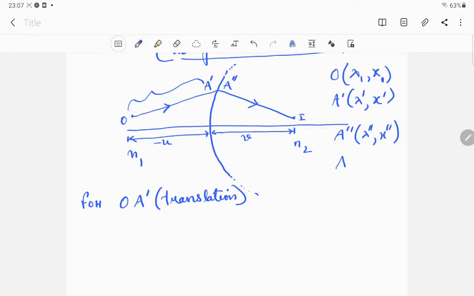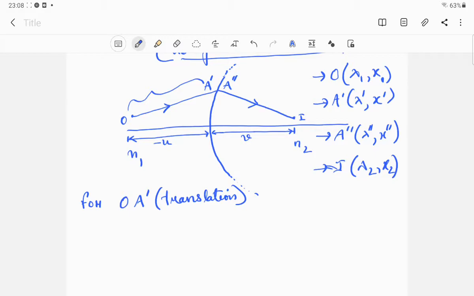These things we have already discussed in our previous videos, how to represent the coordinates of a ray of light at the points. These are the coordinates of the ray of light at the point O, then at the point A dash, then at the point A double dash, and then at the point I. At I the coordinate is given by lambda 2 and x2. How the coordinates are represented was already described in the previous video, so I won't go much into that.